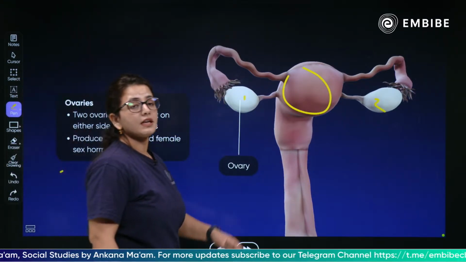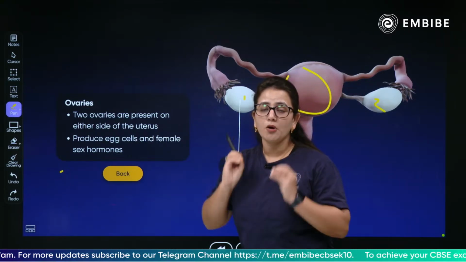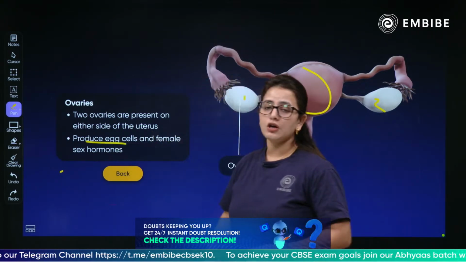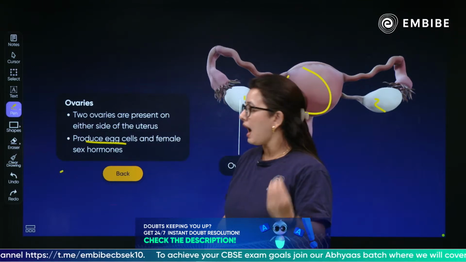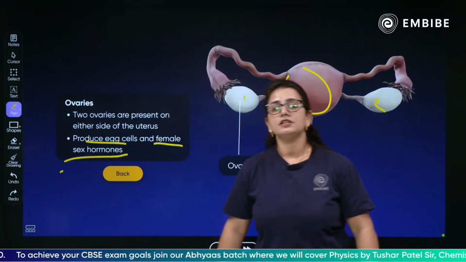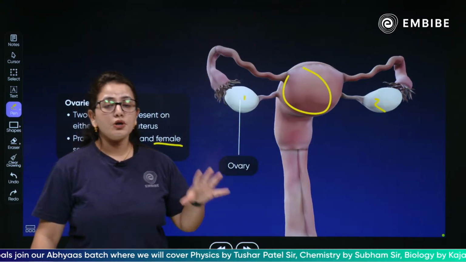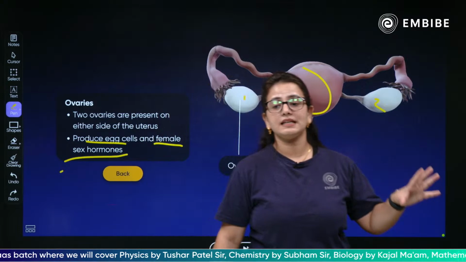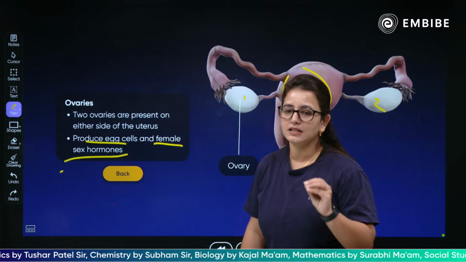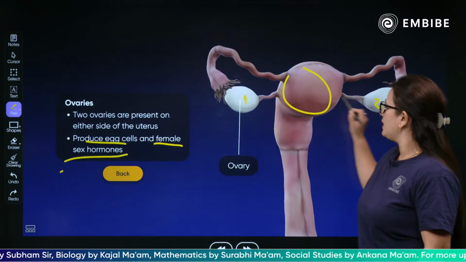What is the function of the ovaries? Ovaries have a very important function, and the most important function in the female reproductive system is to produce eggs, or you can call it the female gamete. They are also responsible for the formation of the female sex hormones. These are the two primary functions of the ovaries: to produce the female sex hormones and to produce the egg cell for fertilization with the male gametes. Each ovary is present on either side of the uterus. One is here and one is here.